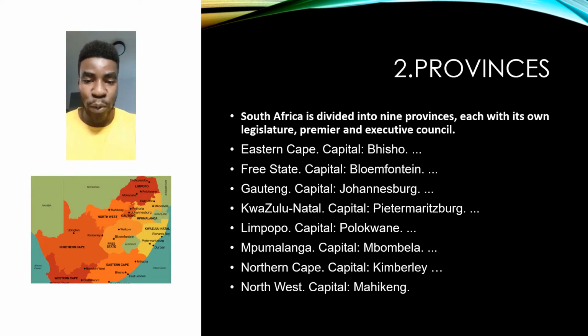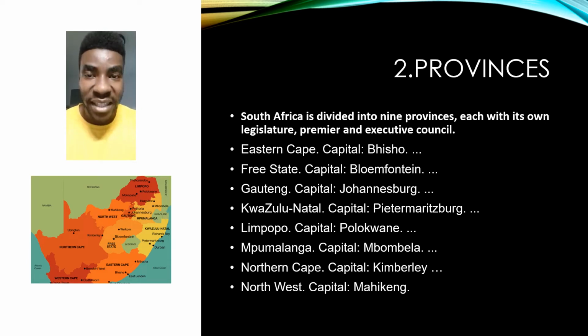Another aspect that we'll be focusing on are the provinces of South Africa. South Africa is divided into a total of 9 provinces, and each of these provinces has its own legislature, premier, and executive council. So let us name the 9 provinces. We're going to start with the Eastern Cape. The capital city of the Eastern Cape is Bisho.